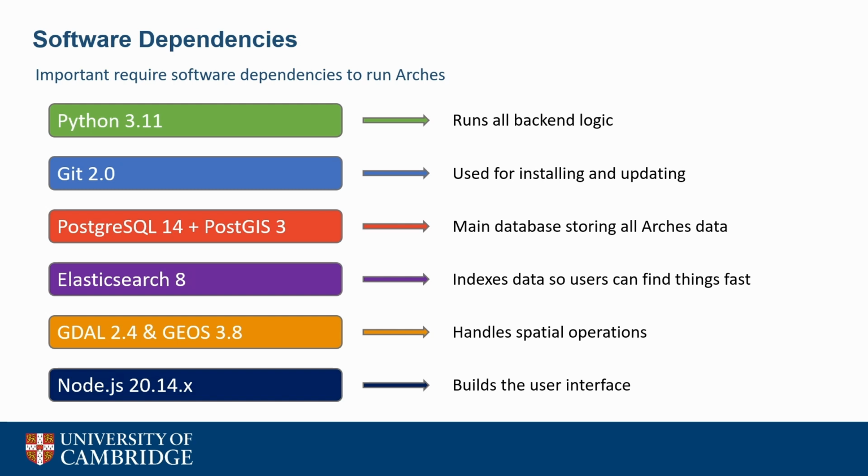Then we have two dependencies that are not explicitly noted in the previous slide's diagram, but Arches relies on. So first we have GDAL and Geos, which are two geospatial libraries. And then finally, there's Node.js, and this is used to build the Arches front end, which is something we're going to be doing a little later.